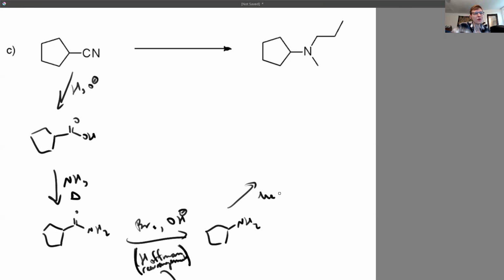You're right. So if we were to say add methyl iodide, you'd methylate everything, right? Both groups would be methyls. So okay, maybe we have to be a bit more careful. What else is an option?